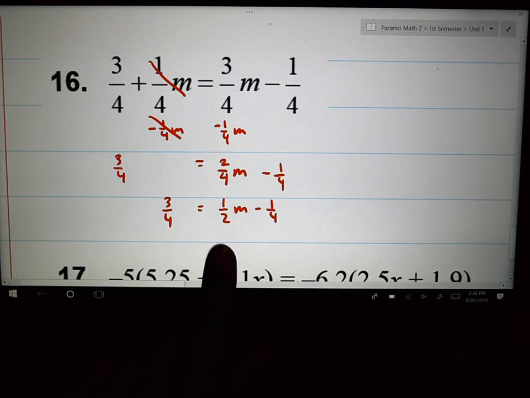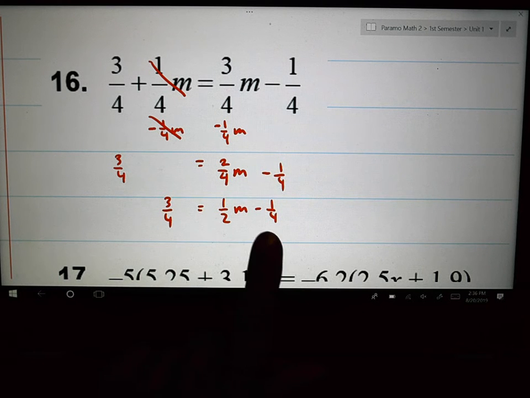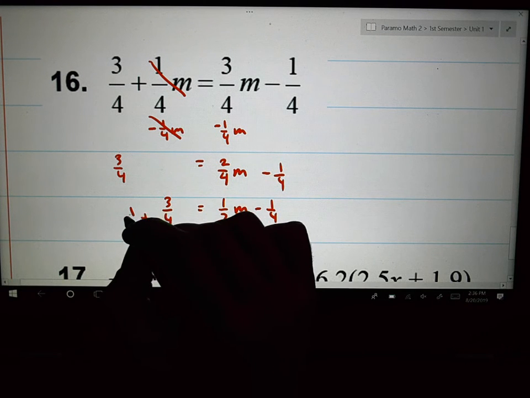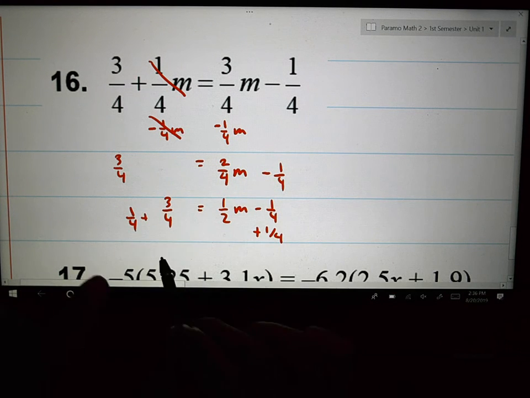I want the 1/2 m by itself. I need to get rid of the minus 1/4. I need to add 1/4 to the other side. Your calculator can do this for you. If you are not good with fractions, don't use that as an excuse. Our calculators can do it. You have to just be able to punch it in.